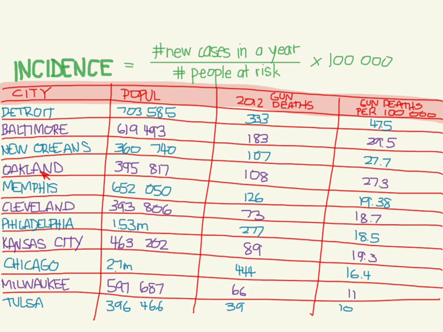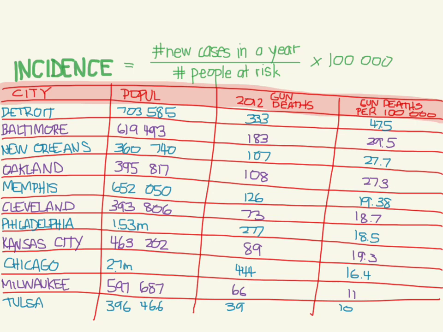Let's look at Oakland and Memphis. Memphis actually had more deaths than Oakland did. But because Memphis has more people, the risk was a little bit less. It was 19.38 people died by gunshot per 100,000 in Memphis, whereas in Oakland, the risk was significantly higher. Look, 27.3. Why is that? Because their population is significantly less. So even though they had a smaller total number of people who died than Memphis, the risk there was higher, 27.3 per 100,000, because you have to take into account the population here.